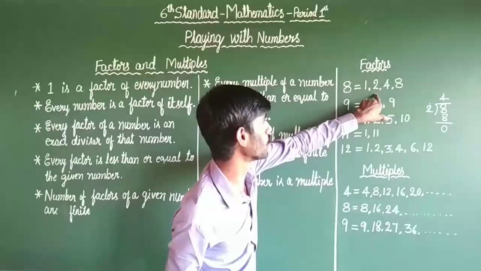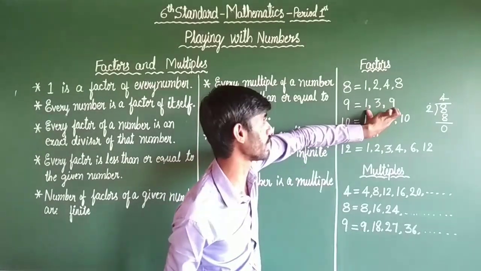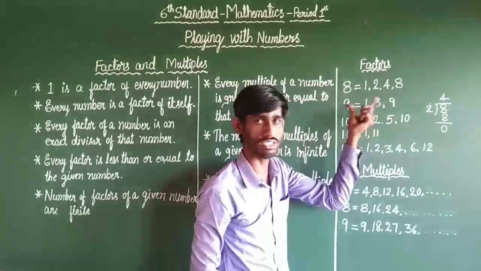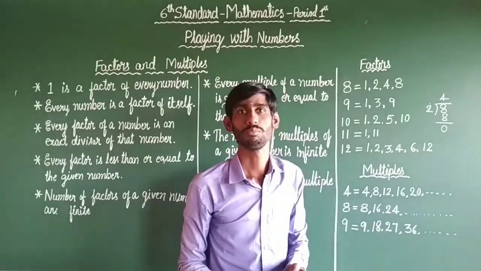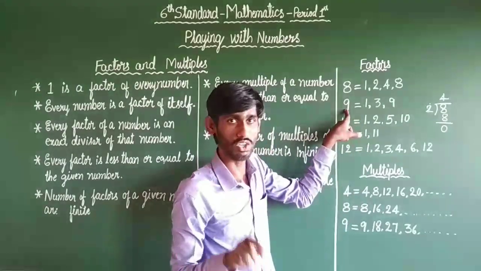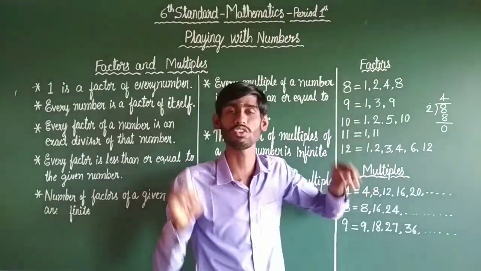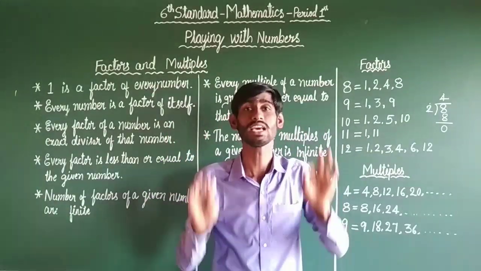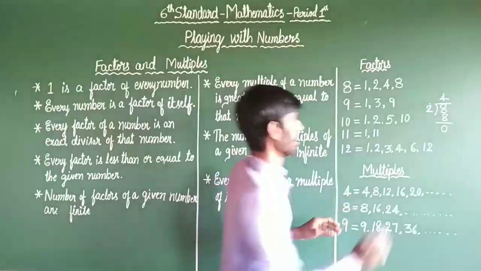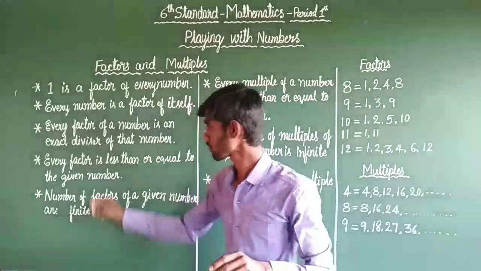Okay, 1, 2, 4, 8. Here 1, 3, 9. These are 3 numbers, 3 factors. These 3 factors we call exact divisors because the remainder is 0. If we divide 9 by 1, remainder is 0. 9 divided by 3, remainder is 0. 9 divided by 9, remainder is 0. That's why we call them exact divisors. Clear, Chotu? Yes. Let us move to another important property.